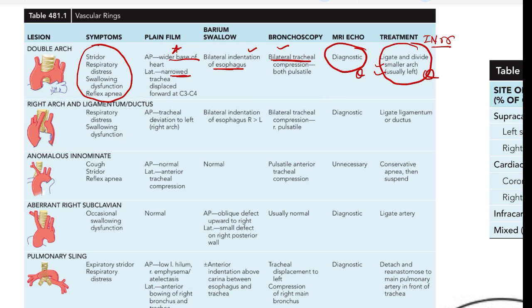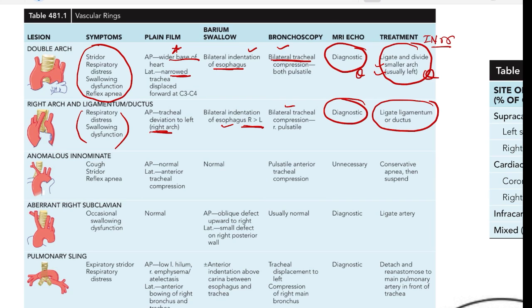Next entity is right arch and ligamentous ductus. So in this condition, same thing will happen, like respiratory distress and swallowing dysfunction. AP view shows tracheal deviation to left, right arch. In this also, bilateral tracheal and esophageal indentation or compression will be seen. Right is more than left. Similar to double arch, it is also diagnosed by MRI echo. And treatment of this condition is also ligate the ligamentum or ductus. So you have to remember this.